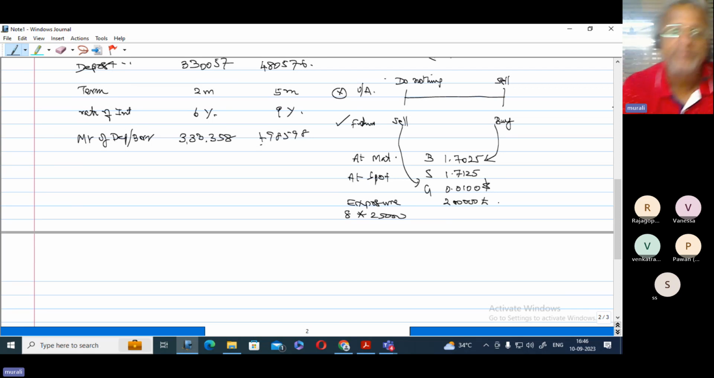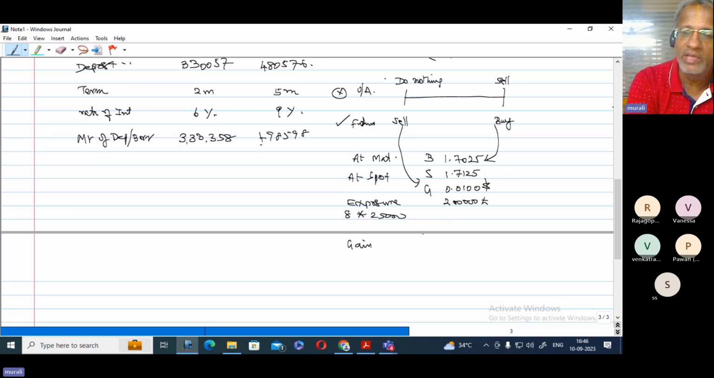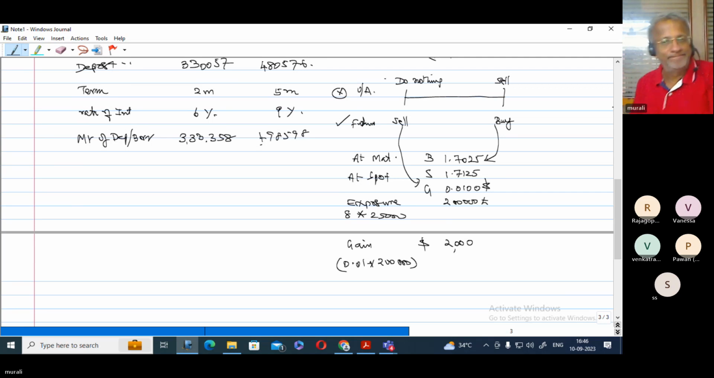Are you understanding? Now you have a gain in dollars itself. How much is the gain in dollars? 0.01 into 200,000, which is 2,000. Is that right? Say yes or no. Rajagopala, are you there? Venkatraj, are you in a position to follow?